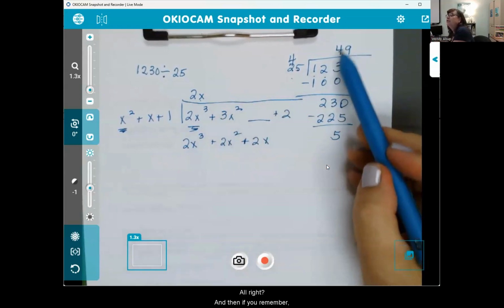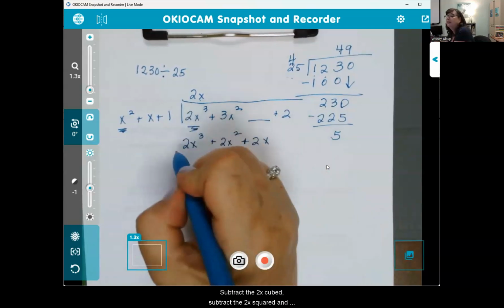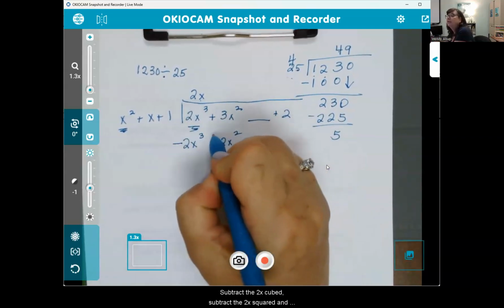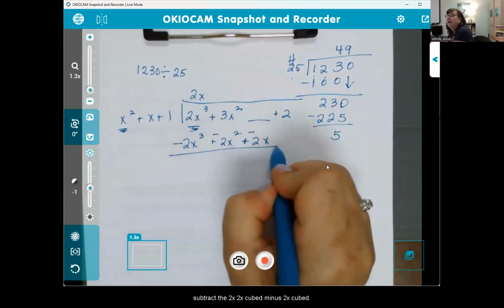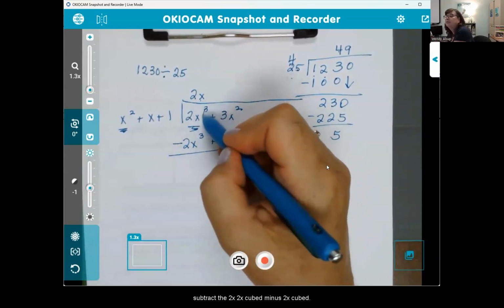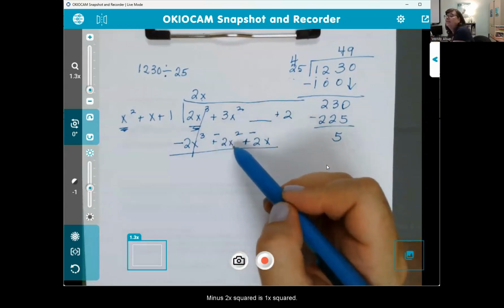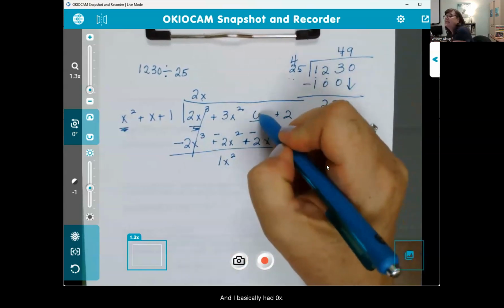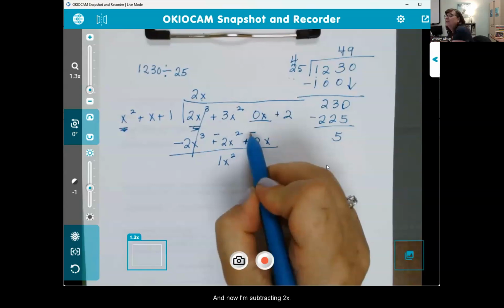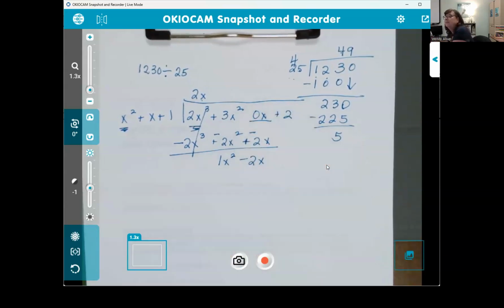And then if you remember, after you multiply it, you got to subtract it. So I need to subtract this whole thing. Subtract the 2x cubed, subtract the 2x squared, and subtract the 2x. Okay, 2x cubed minus 2x cubed, so those canceled out, which is the point. 3x squared minus 2x squared is 1x squared. And I basically had 0x, and now I'm subtracting 2x, and that leaves me negative 2x.